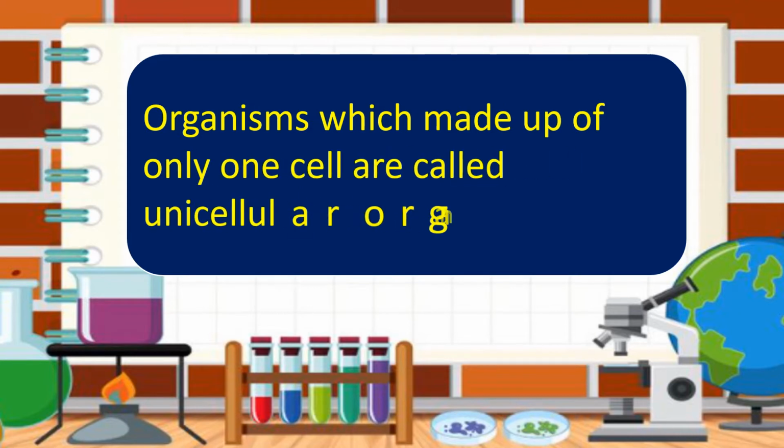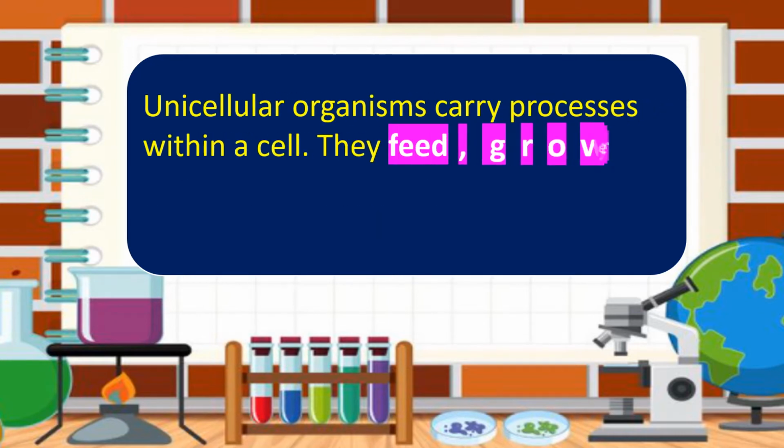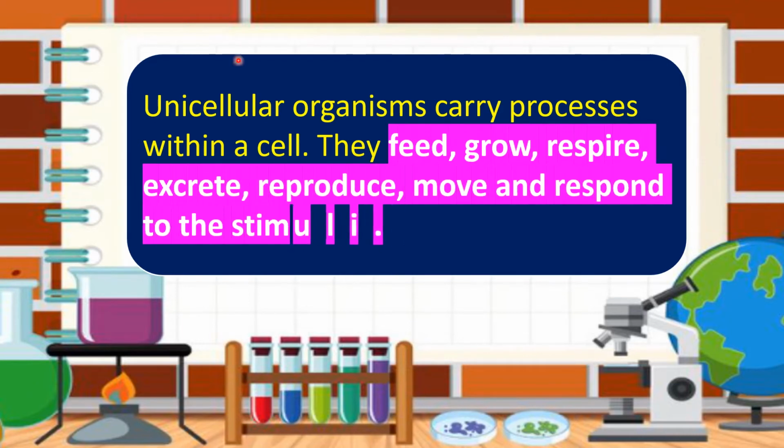Okay, so amoeba, euglena, and paramecium are some examples of unicellular organisms. When we say unicellular organisms, all the life processes are carried out within a cell. They don't have systems or organs to carry out life processes. So everything happens within a cell. They feed, grow, respire, excrete, reproduce, move, and respond to stimuli.